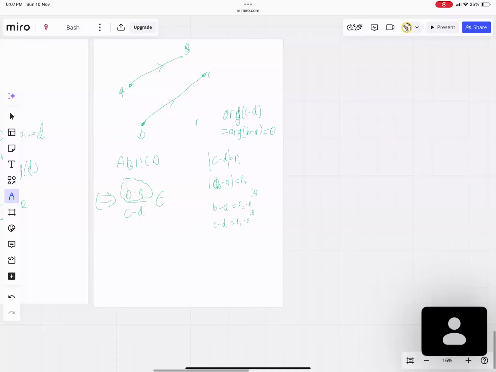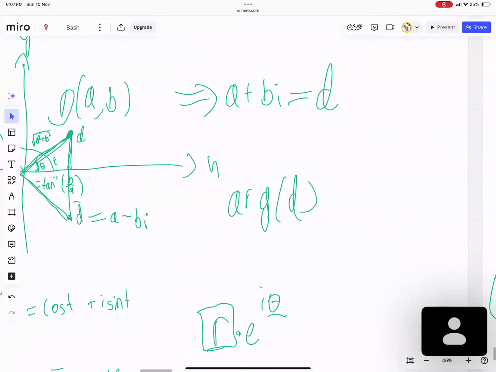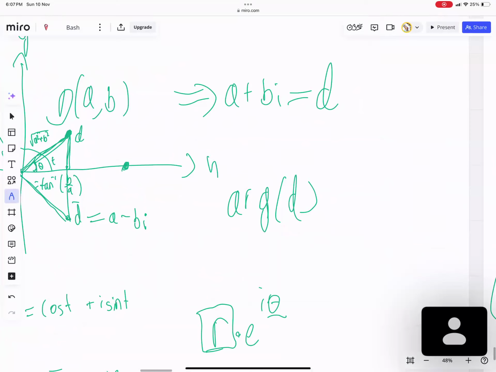Now one property, if we go back to our diagram, we can see that a number is a real number if and only if its conjugate is equal to itself. So any other complex number, its conjugate will not be equal to itself. But for any real number, the conjugate is equal to itself.